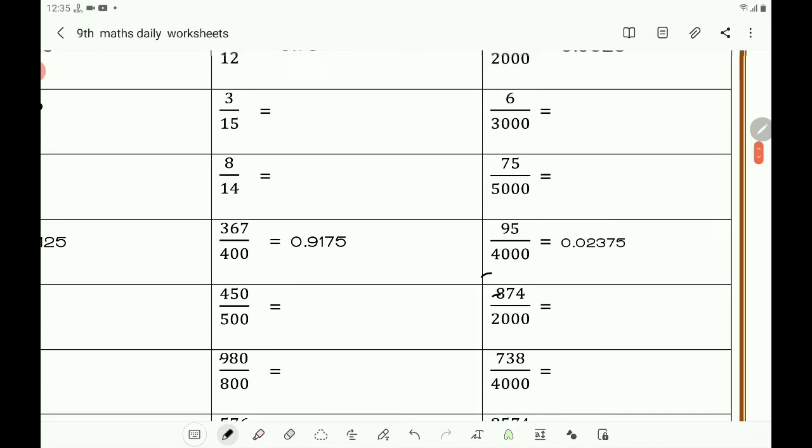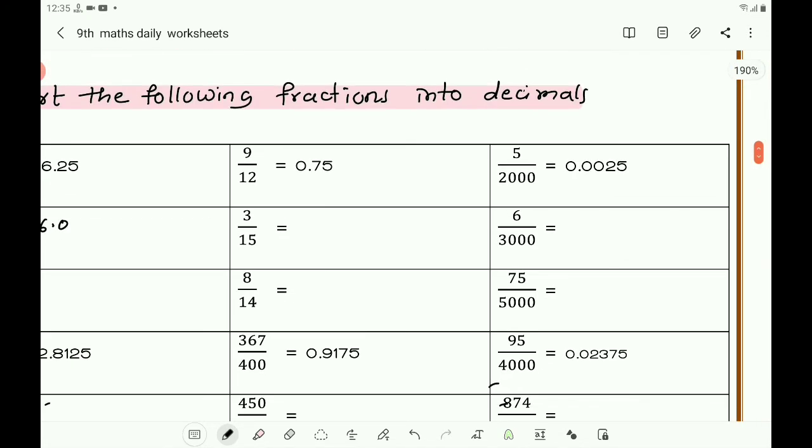Now you come to the third column. 5 by 2000 is there. 5 by 2000. You know that here.